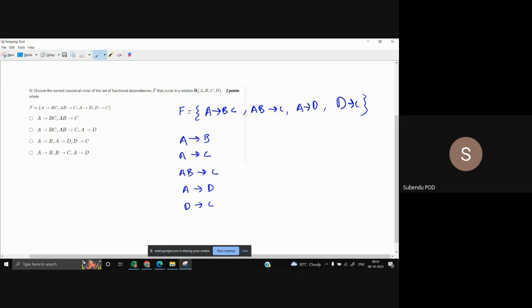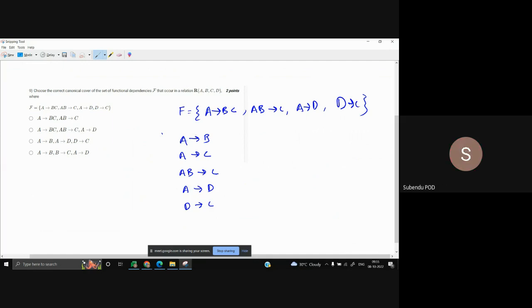This is clear, right? Okay, now what is the first step? This is the first step. The second step is to see the extraneous attributes. So you have to find whether the attribute is extraneous or not.